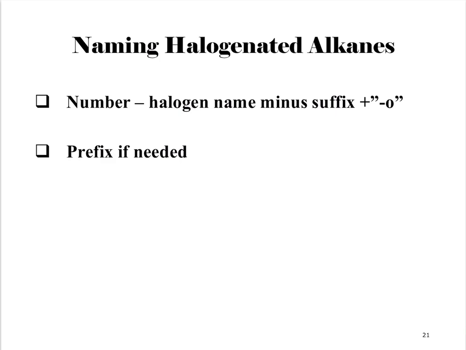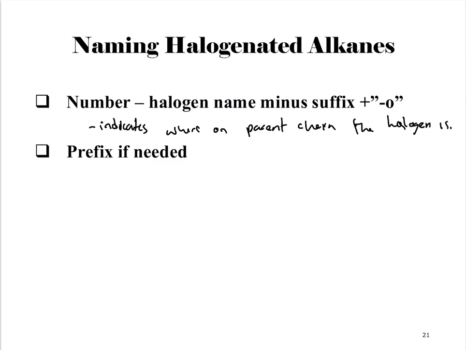Okay. All right, so now we have halogenated alkanes. How do we name a halogenated alkane? Well, we use a number to indicate where on the parent chain the halogen is.